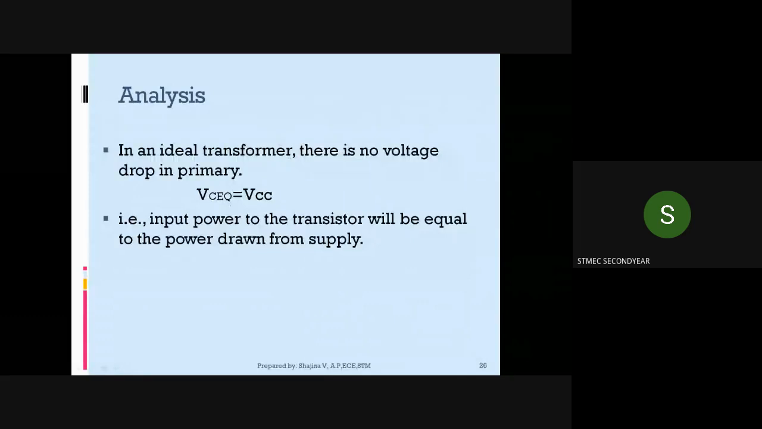That is, we can say input power to the transistor will be equal to the power drawn from the supply. Okay, the complete power input to the transistor becomes equal to the DC power drawn from the supply.